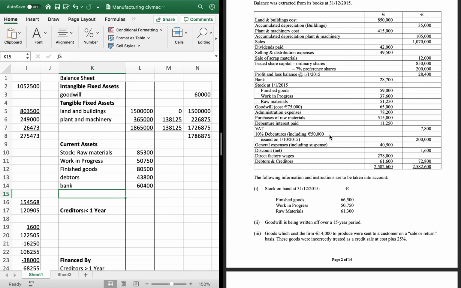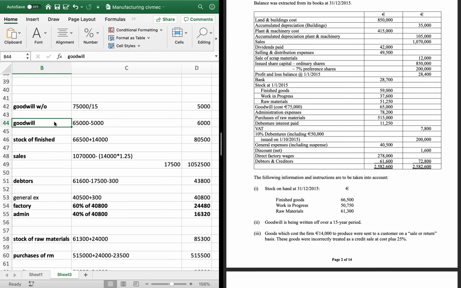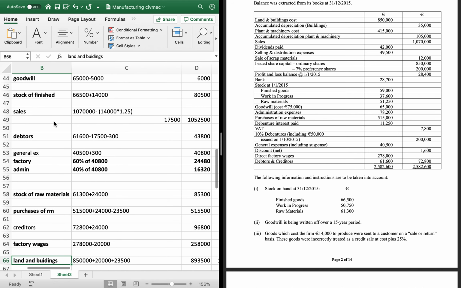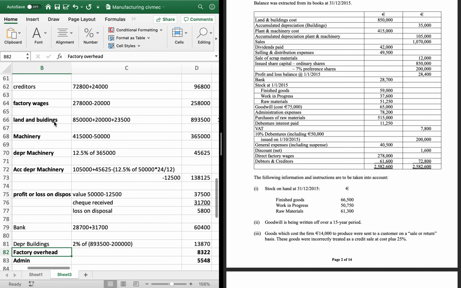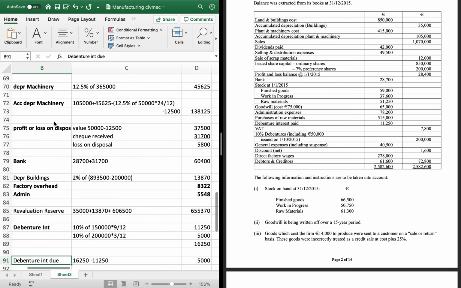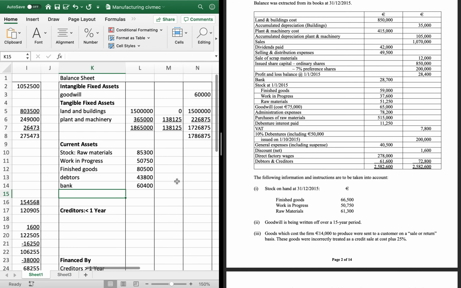VAT is a liability. Let me just check my answer here. Goodwill, that's already in. We left creditors liability. Accumulated depreciation is in. Bank is in. That's an asset. Depreciation of buildings is in. Revaluation reserves financed by. Debenture interest due is a liability. Corporation tax a liability. So anything here? No. So they're all our fixed, our current assets. I know I'm flying through this, so that could be a place where I've made a mistake. If so, I'll leave that little space for later on.